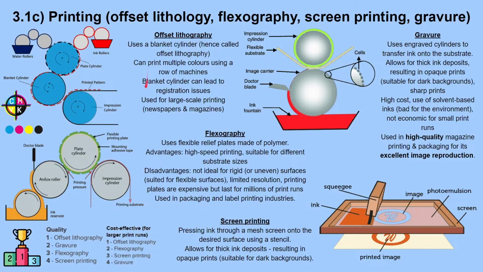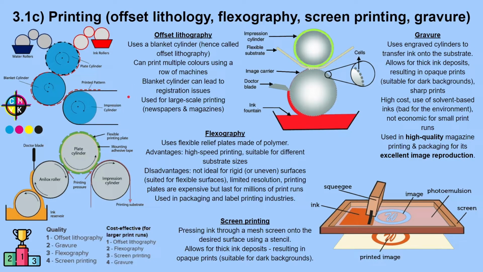If you have a row of machines, it can go from here into a whole other machine which has the same 3 cylinders. And that's how they print color newspapers. So often newspapers and magazines use offset lithography.